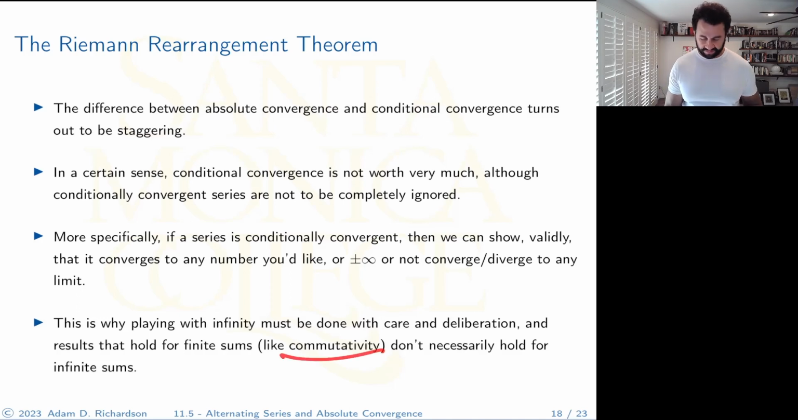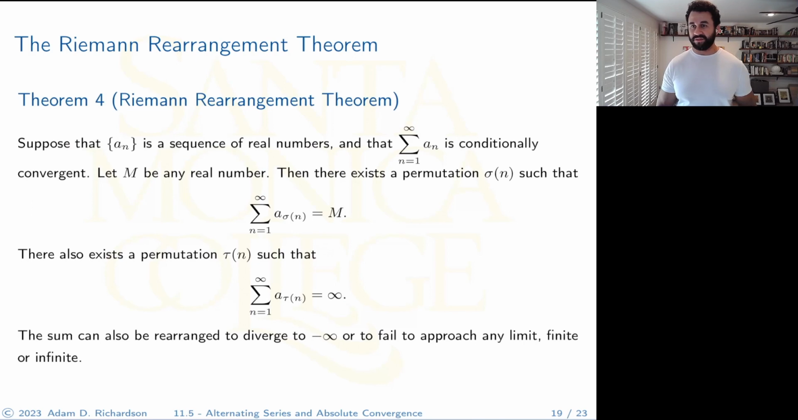That's just commutativity. Well, it turns out that commutativity doesn't always hold for infinite sums. And we're going to see this in just a moment here. All right, so this is where the Riemann rearrangement theorem comes in to clarify everything. This is the actual statement of the theorem.